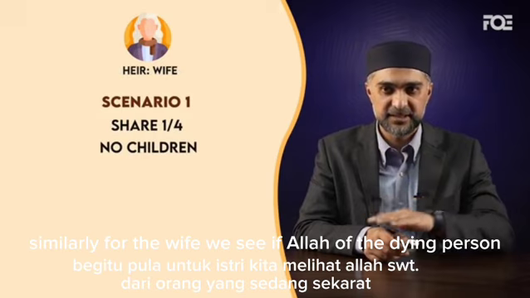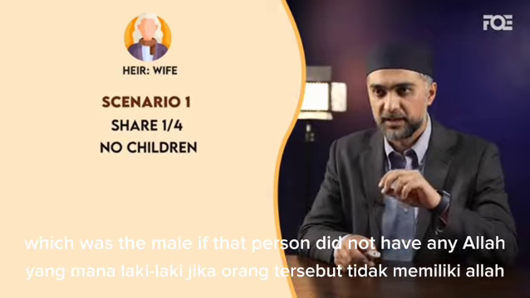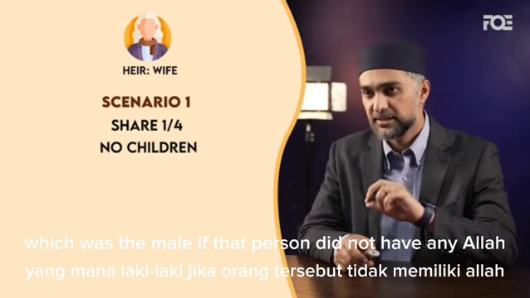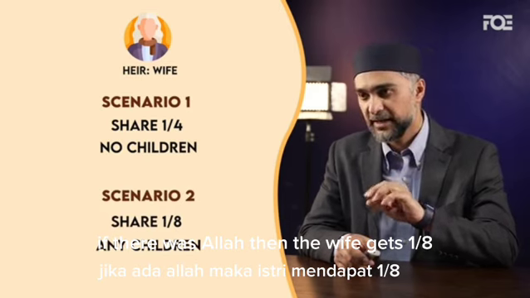Similarly for the wife, we see if the dying person, which was the male, did not have any awlad, then the wife gets 1/4. If there was awlad, then the wife gets 1/8.